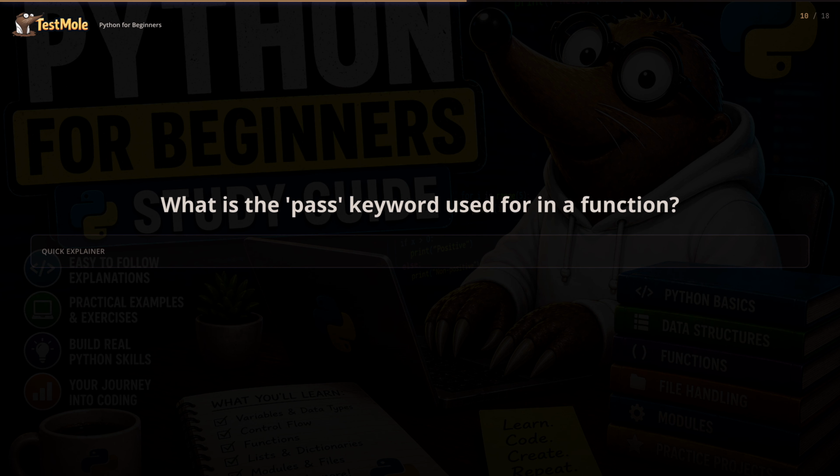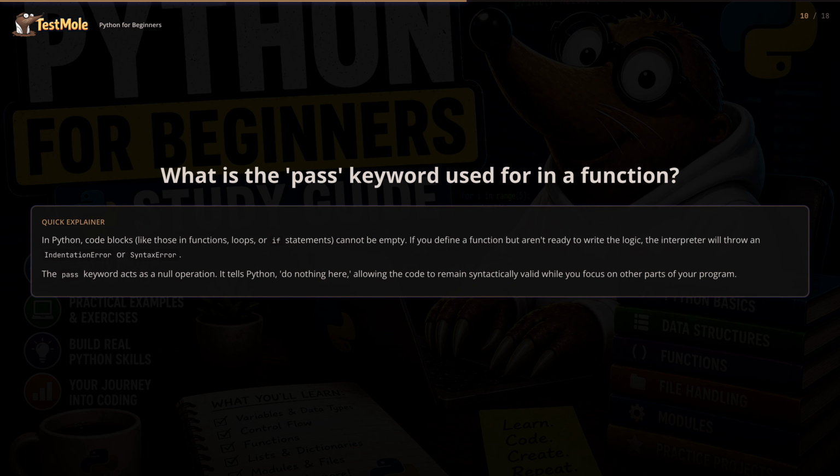What is the pass keyword used for in a function? In Python, code blocks, like those in functions, loops, or if statements, cannot be empty. If you define a function but aren't ready to write the logic, the interpreter will throw an indentation error or syntax error. The pass keyword acts as a null operation. It tells Python, "Do nothing here," allowing the code to remain syntactically valid while you focus on other parts of your program.